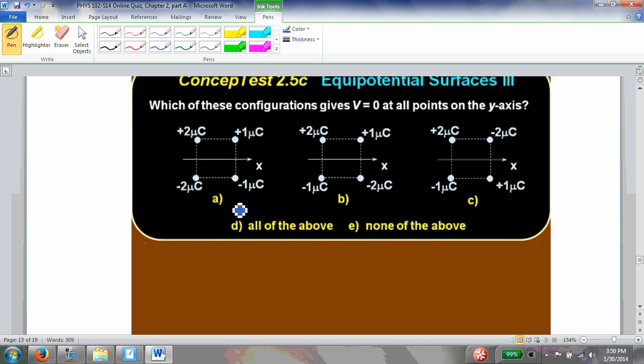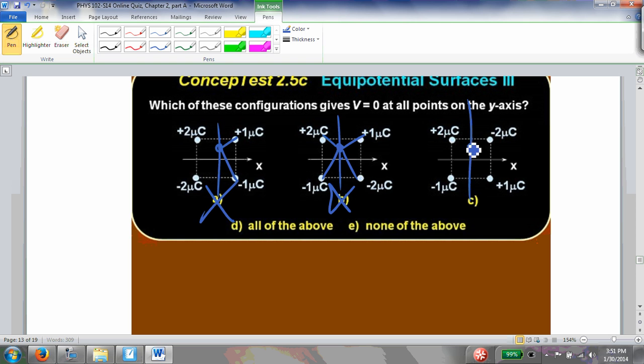There are some more of these. How about on the y-axis? So now we're looking at the y-axis. At a point here, those are different distances, so those potentials do not cancel out, so it's not A. Let's take a point there. But those are different distances, similarly with the 1 microcoulombs, so it's not B. How about here? That point is equidistant from the + and -2 microcoulombs. So the answer is C for this one.